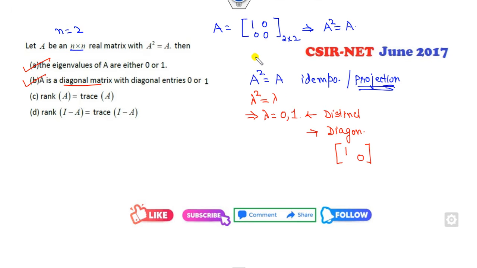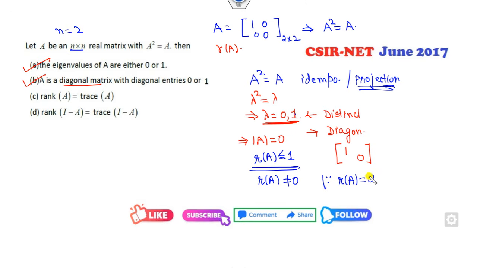Rank of A. So look at that. What is the rank of this matrix? Because one eigenvalue is 0, what does it mean? Determinant is 0. If determinant is 0, what is the rank of the matrix? It is less than or equal to 1. But one eigenvalue is non-zero, so that means rank of A is non-zero. Why? Because if rank of A is 0, this implies A is 0, but that is not possible. So therefore the rank of the matrix is 1.